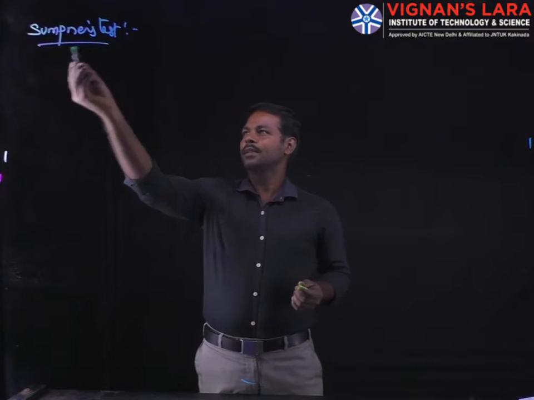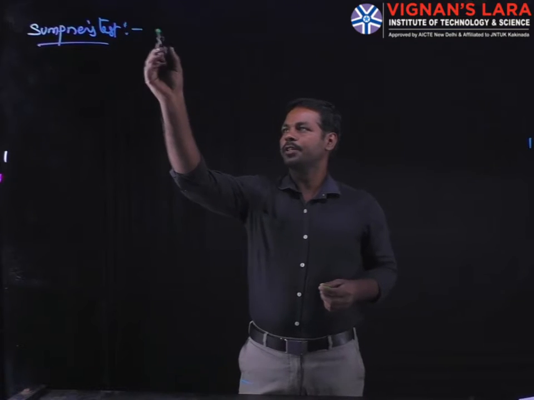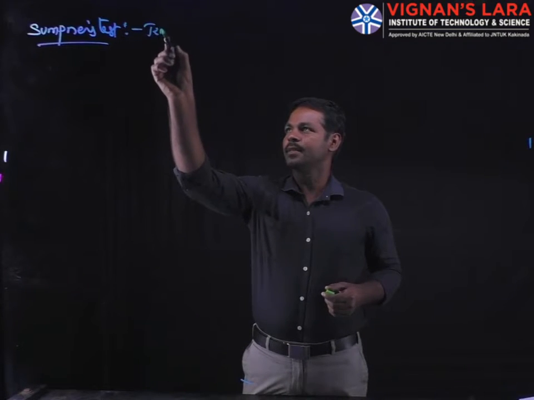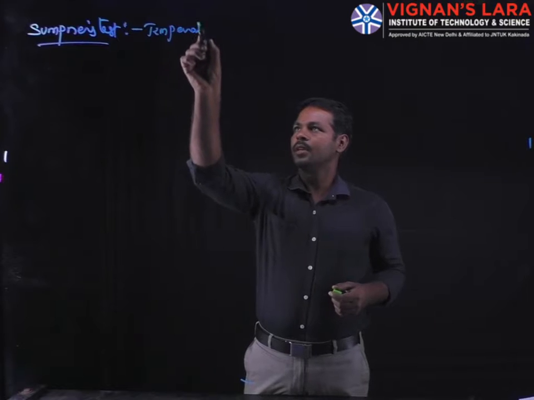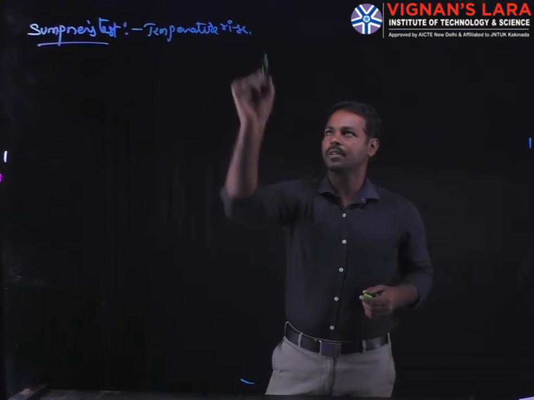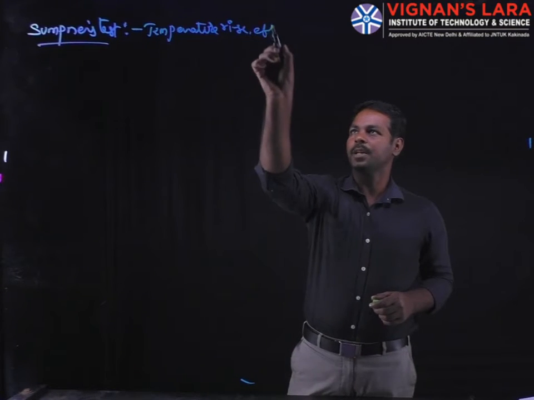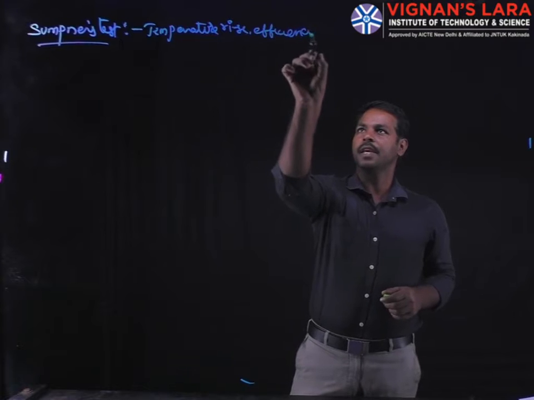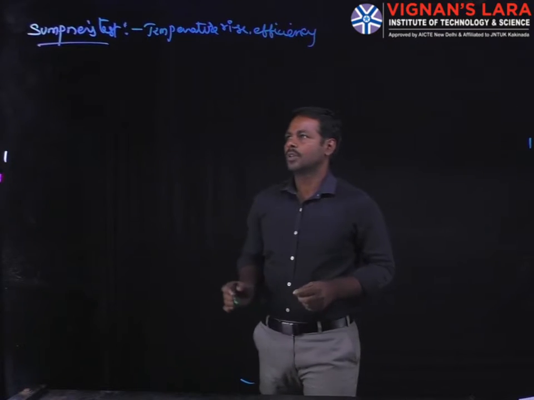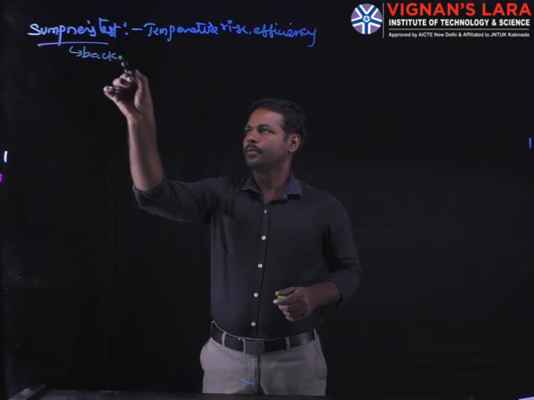The second one is the Sumpner test. It is used for calculation of temperature rise. Not only temperature rise, it is also used for calculating the efficiency of a transformer. The Sumpner test is also called a back-to-back test.